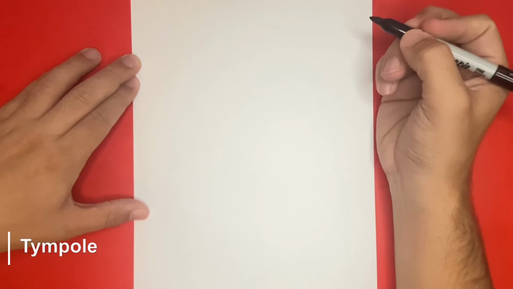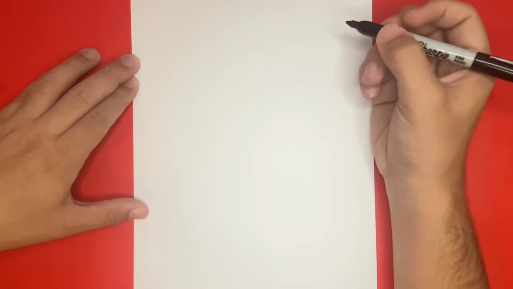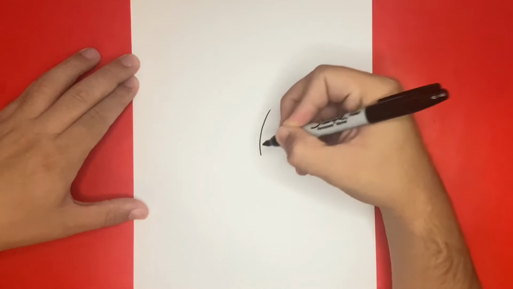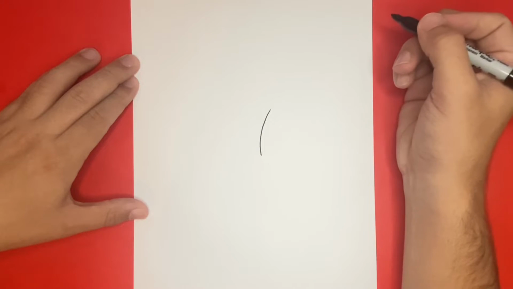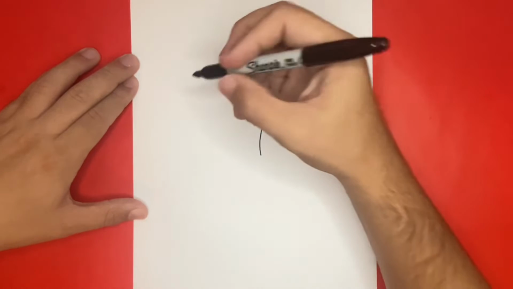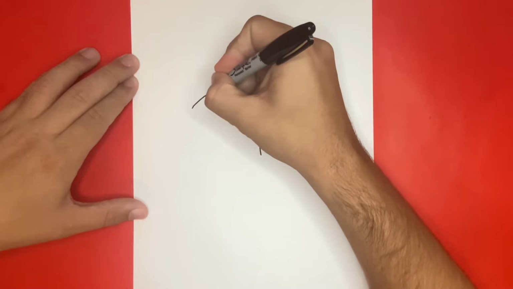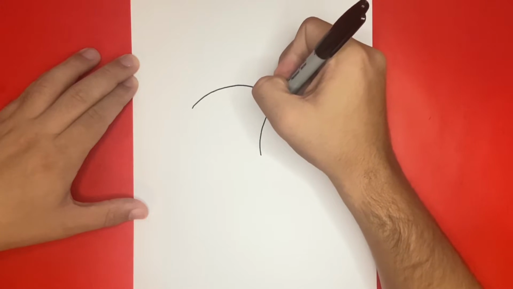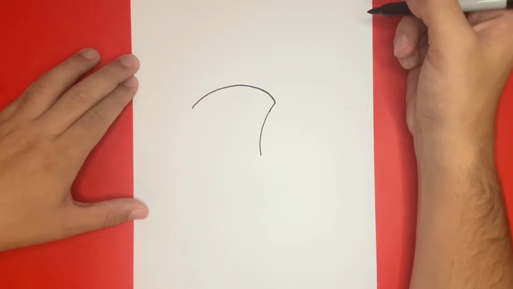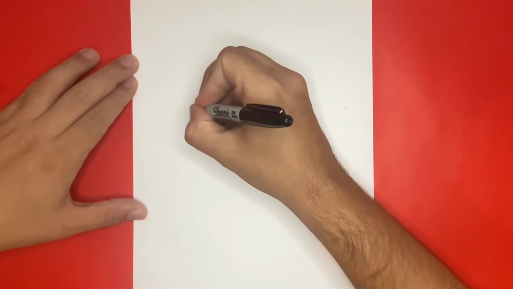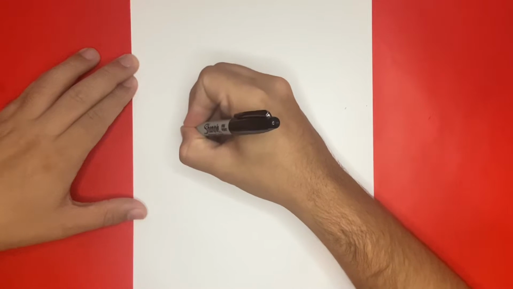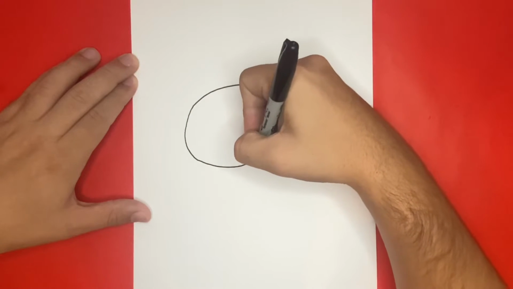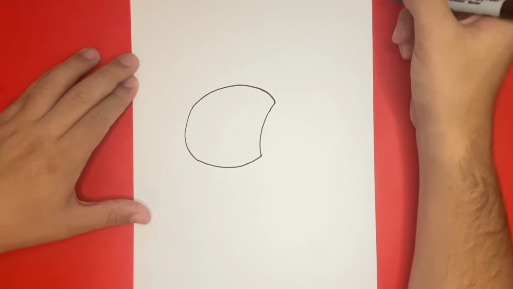So for the first step of drawing Tympole, let's begin by drawing a curved line going up and down towards the center of the page. Now attached to that line, we're going to draw a big circular shape for the outline of the center of the body. So there will be a circular shape on each side of Tympole.